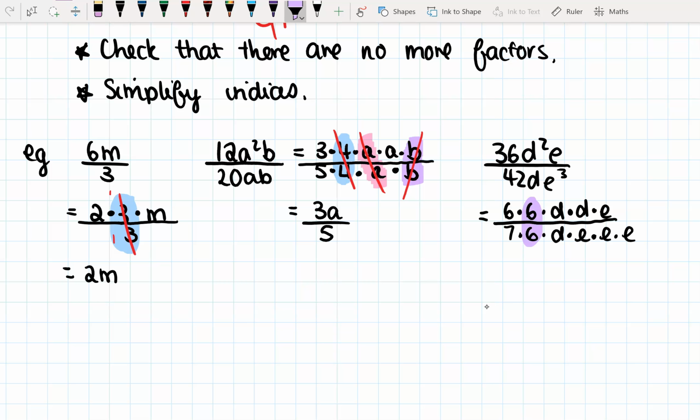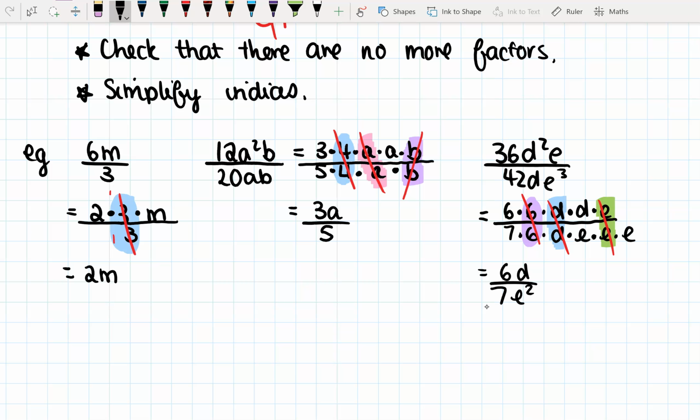Alright, we have the 6's that match here. We have one set of d's that matches here. And we have a set of e's that match. Okay, so they can all be cancelled. No more 6, no more d, no more e. And what we get left with is 6. And then there's 1d left on the top, divided by, there's a 7 on the bottom, and then we have 2 e's. So that's where we need to simplify the indices, because that's now e squared. Okay, so this is how we are going to work on simplifying things that are using division.